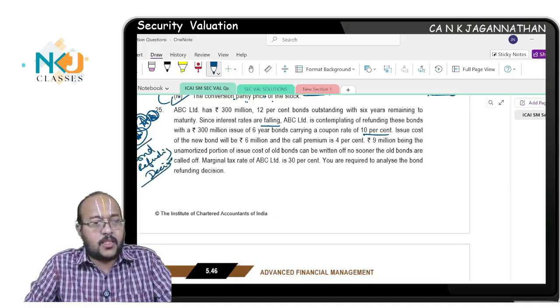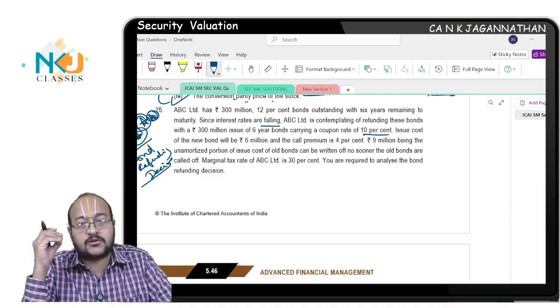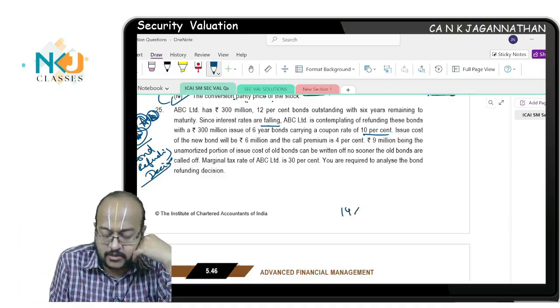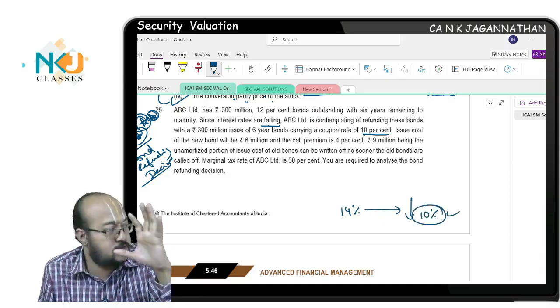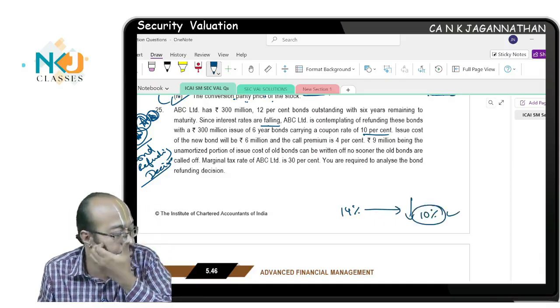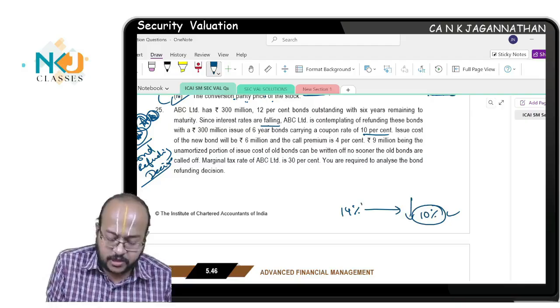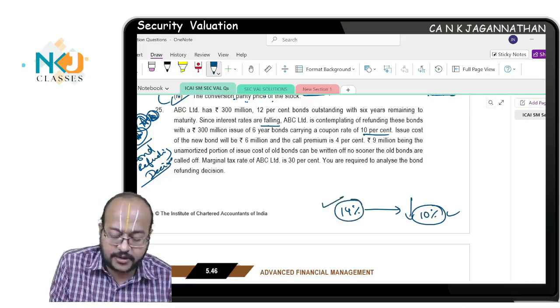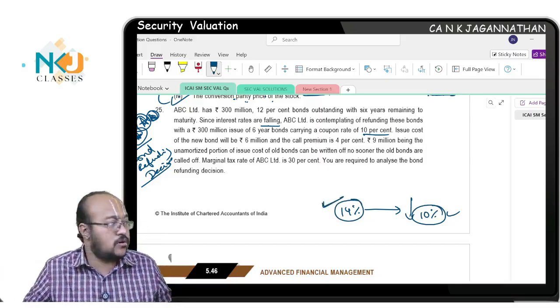Very simple. The company will issue callable bonds. Assume today the market interest rate is 14%. If the company issued bonds at 14%, then on its outstanding debt it has to pay 14% interest for 10 years or 20 years, as these are long-term bonds.